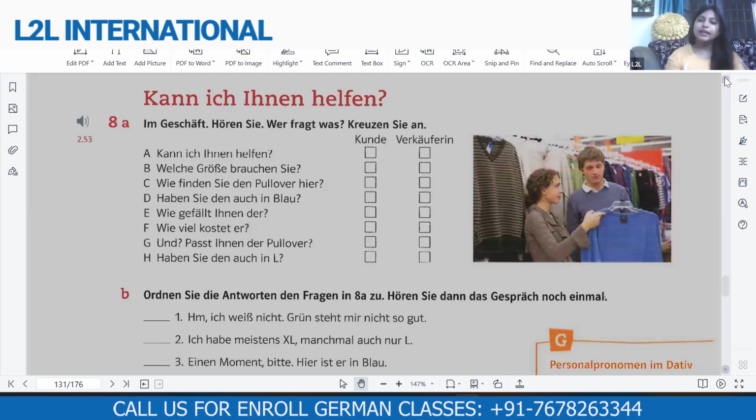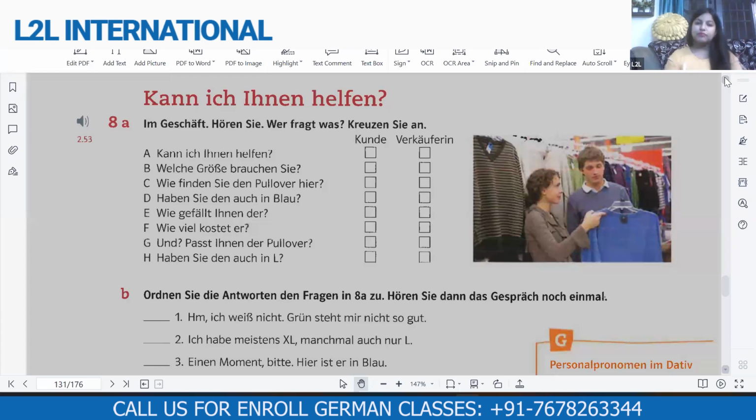You have to decide whether these sentences are for the Kunde, which means customer, or for the seller, who is selling the clothes. For example, "Kann ich Ihnen helfen?" Can I help you? So what do you think? Kunde or Verkäuferin? Who says these sentences?